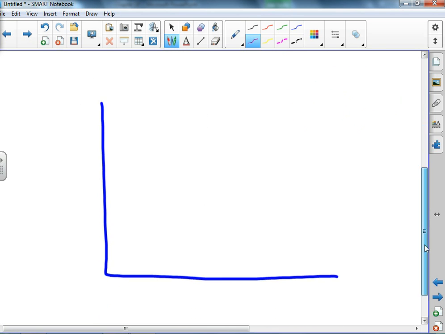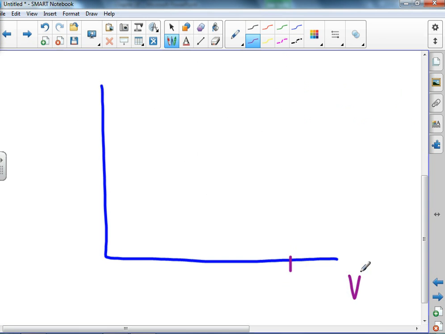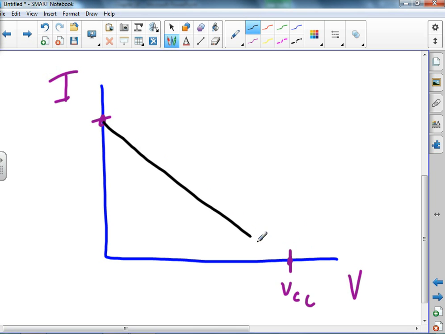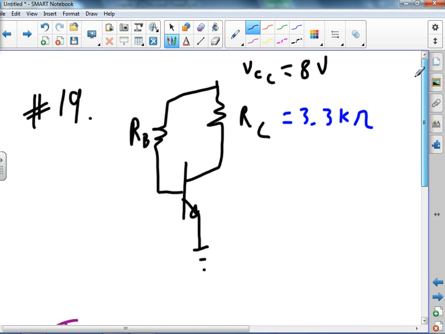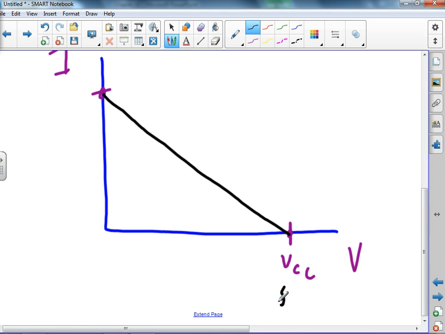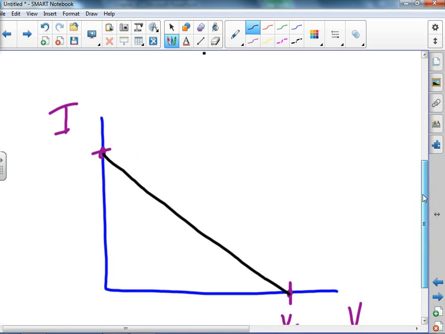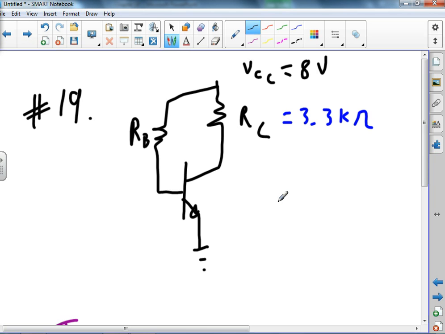All right. Well, this is voltage, this is current, and this is VCC. So VCC is one of my points, and that's at cutoff. Now my saturation point is going to be there. My DC load line is going to go straight between those 2 things. So the only thing that I need to know is the value. So I got 8 volts down here. What is my saturation current?